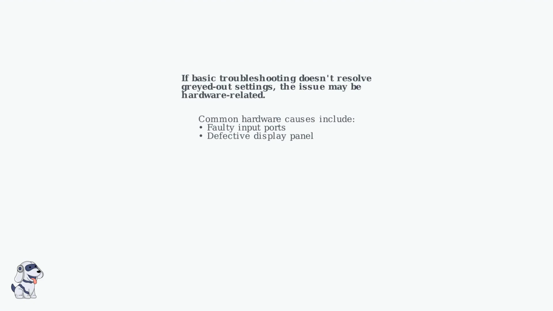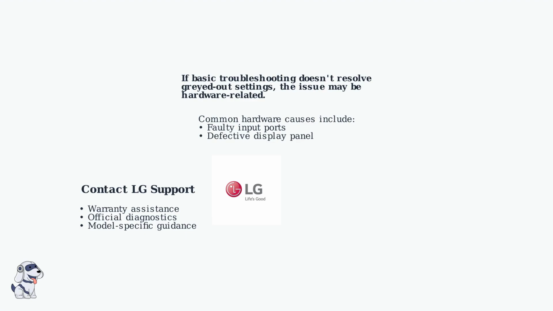If you've exhausted all the basic troubleshooting steps and the grayed-out picture settings persist, the problem is likely hardware-related. Common causes include faulty input ports or a defective display panel. For official assistance, contact LG Support. They provide warranty coverage, professional diagnostics, and model-specific guidance to ensure proper resolution.